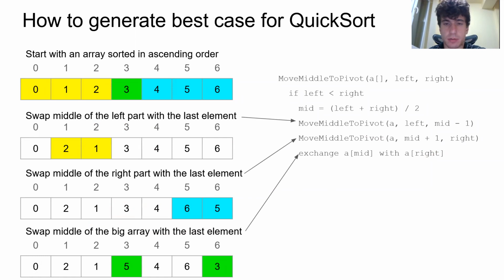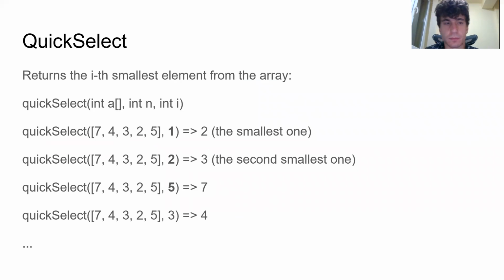All right. And the last part is the QuickSelect algorithm. This one is a bit tricky. It doesn't sort. It doesn't do what we're used to. This is a new task. We haven't seen this before.